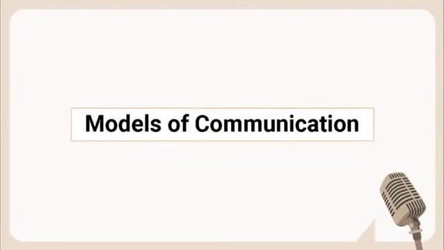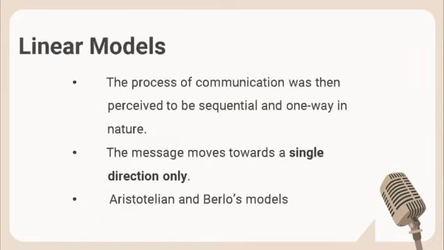Establishing the connections among the elements that we've discussed brings us to the various models of communication. The first model shows that communication before was perceived to be sequential and one-way in nature. That is why this model of communication is called linear. It means that the message moves towards a single direction only.